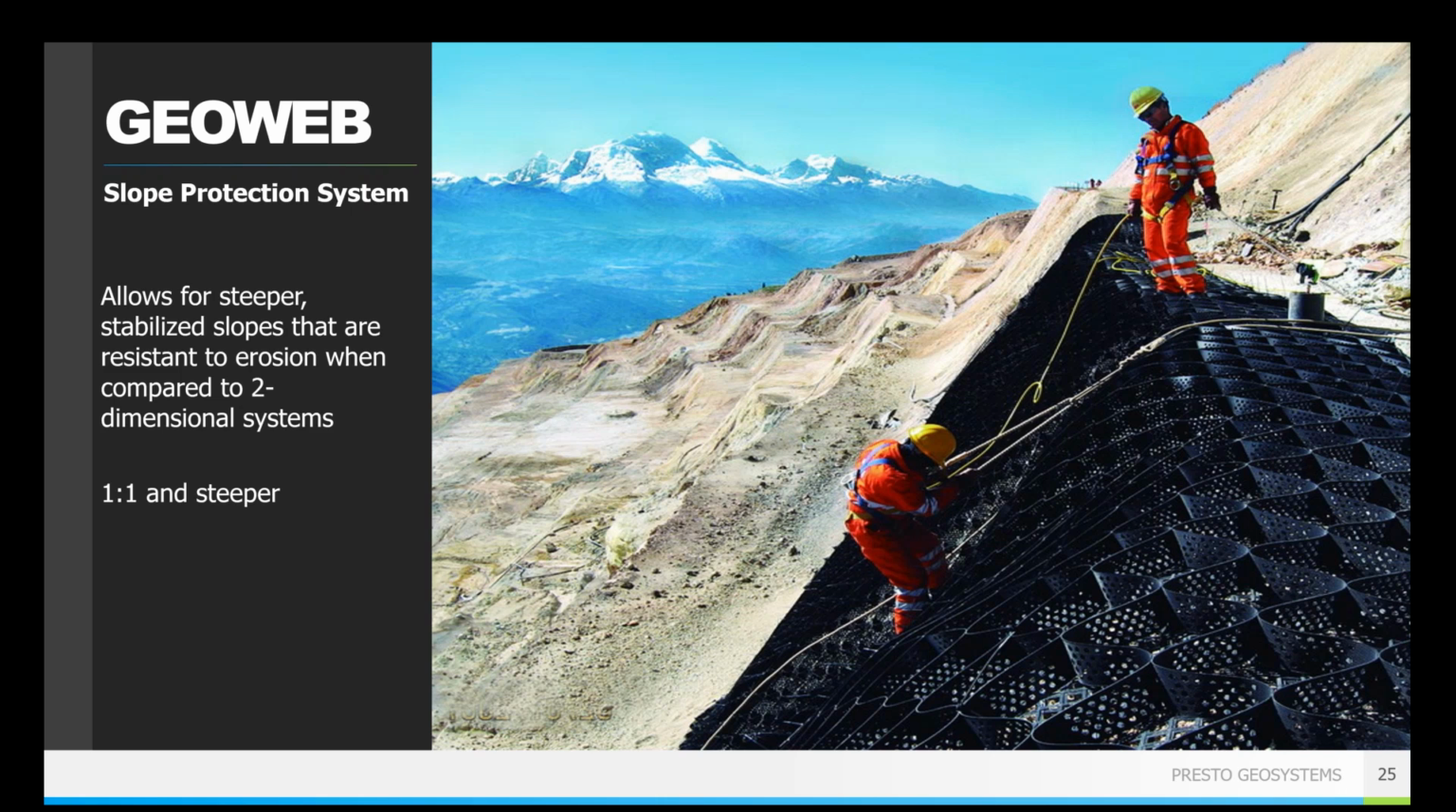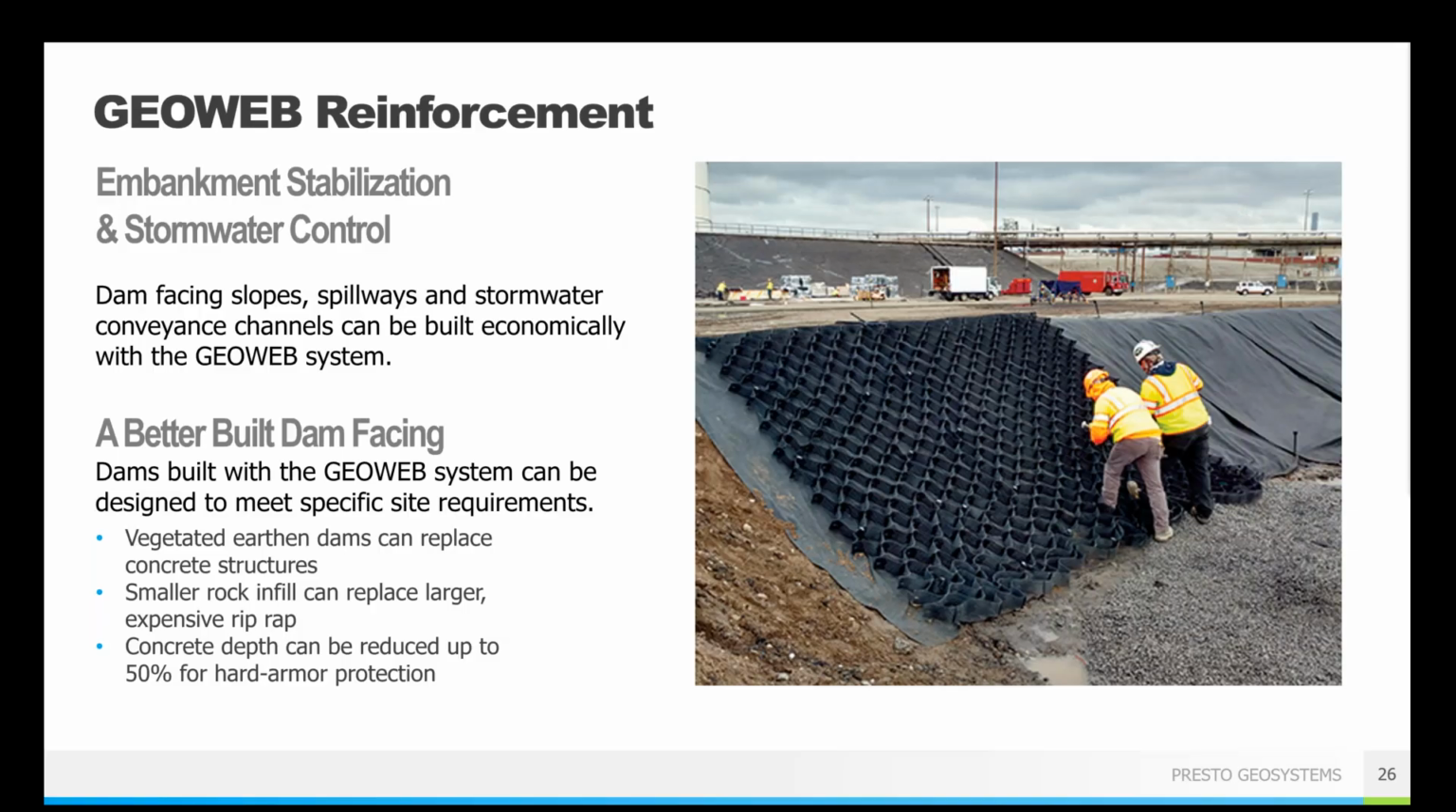So the GeoWeb system is an economical alternative to large riprap stones or reinforced concrete on your dam faces and your spillways, and can allow for those vegetated faces that might not otherwise be possible due to the hydraulic forces at play. So when rock is used, the GeoWeb system allows you to greatly reduce the rock size. And if you do use concrete, we can cut that required concrete thickness pretty much in half when compared to reinforced concrete solutions.